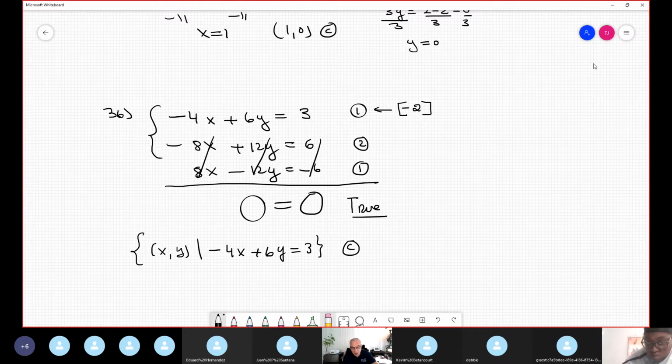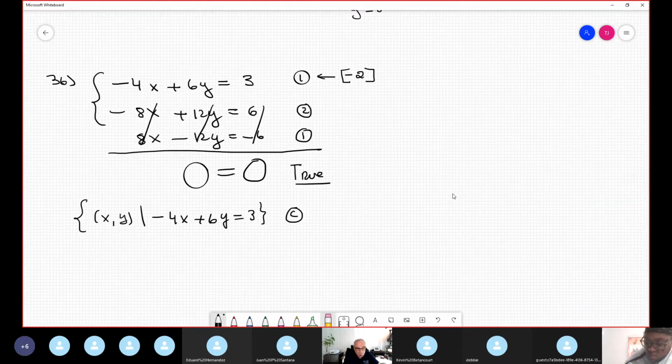Okay, let me verify to make sure everything is okay. This is the clue. When you try to solve it, we cannot, and you get a true statement, it's because we have infinitely many solutions. If you have a false statement, there is no solution. But one fantastic way to verify that this is correct is to take both equations.